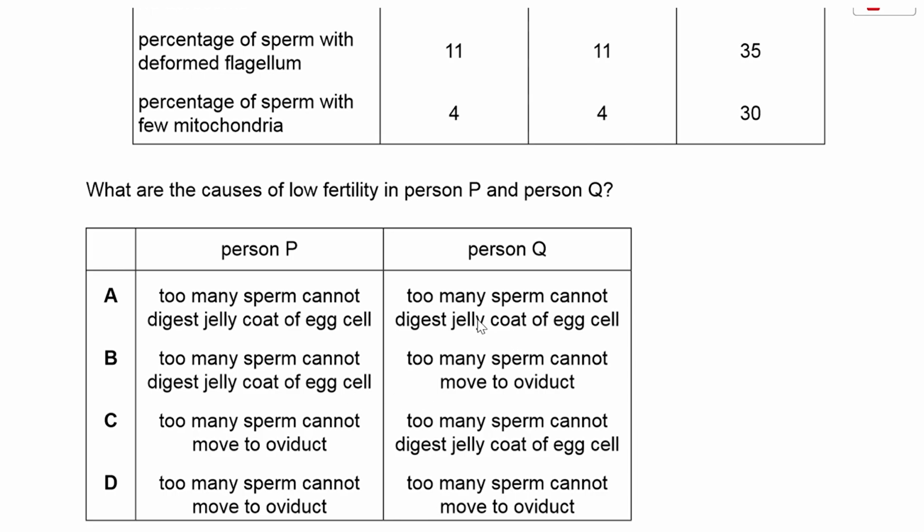Too many sperm cannot digest. No, that's not true. Too many sperm cannot move to the oviduct as they have deformed flagellum. Too many sperm cannot digest, correct. Also, too many sperm cannot move to the oviduct. So it is definitely B here. Okay, yeah, so we'll take B.